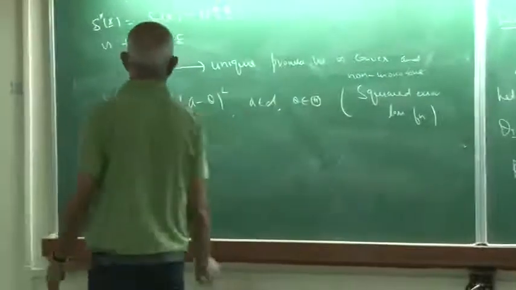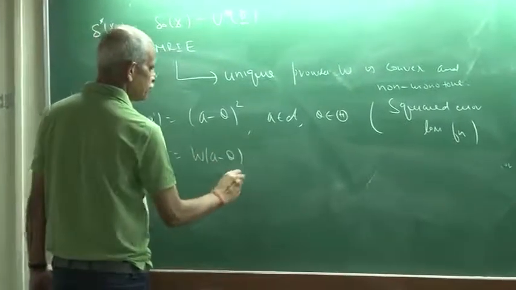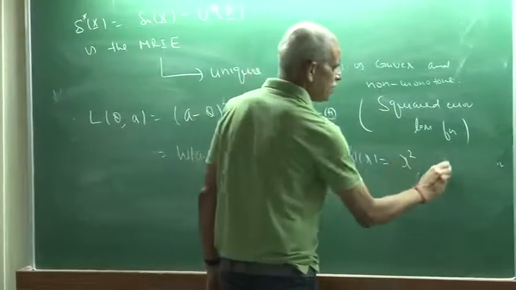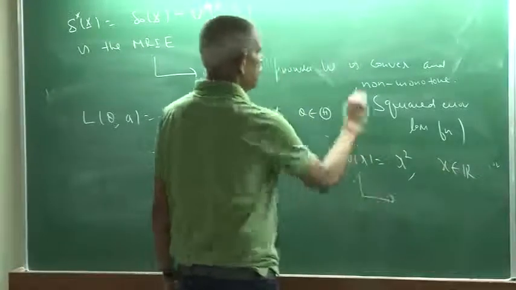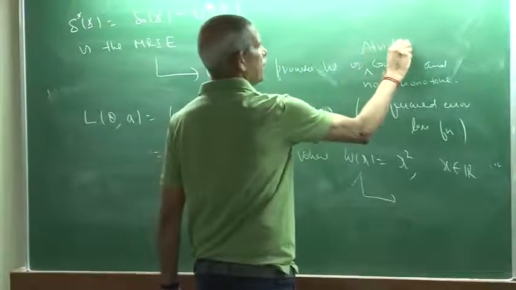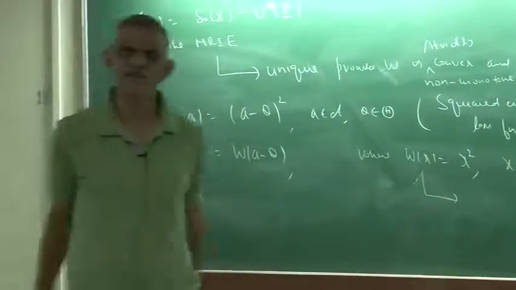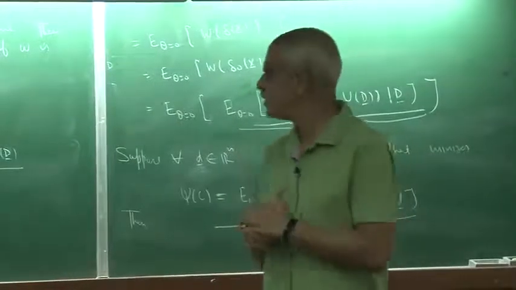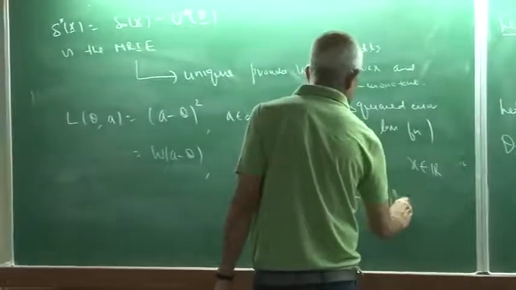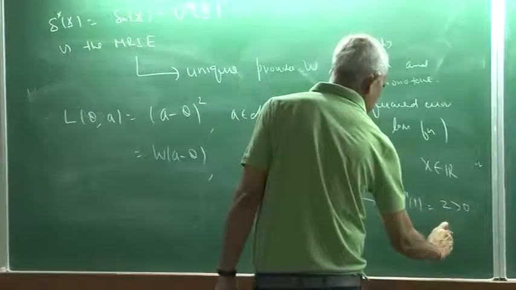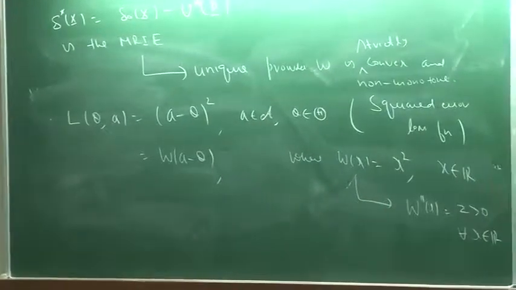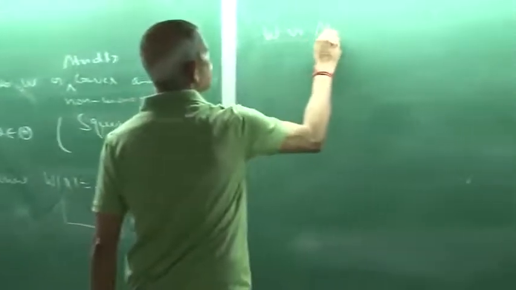So this is the same as w of a minus theta, where my function w of x is the same as x square, provided w is strictly convex. Yeah, convex is anyway given. Now, w of x equal to x square is differentiable. So to see it is convex, you just have to see the double derivative. The double derivative is positive, so it is strictly convex. Its double derivative is 2 for every x. So this means w is strictly convex.